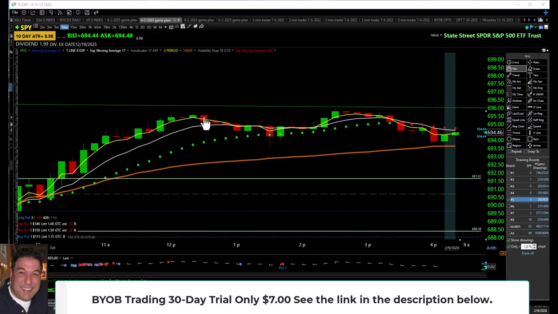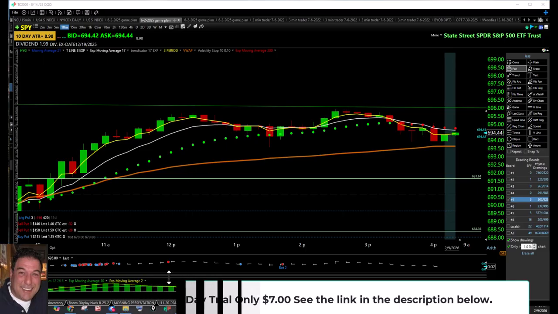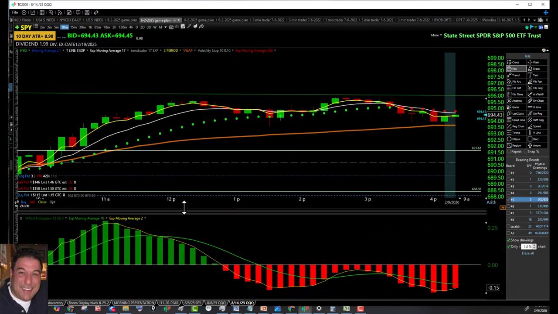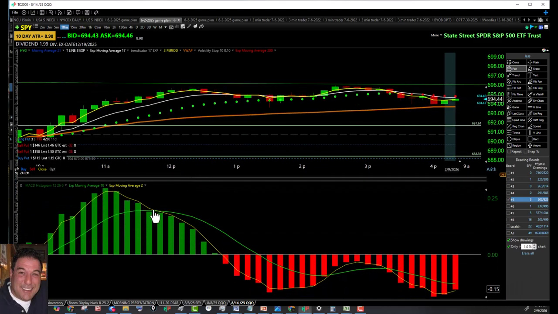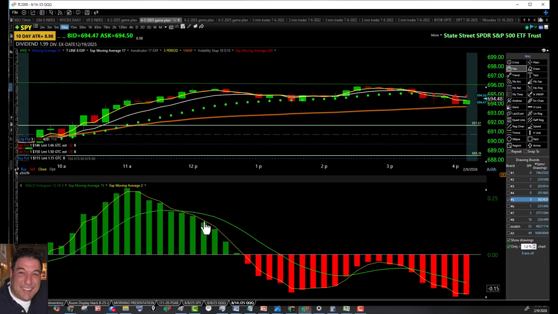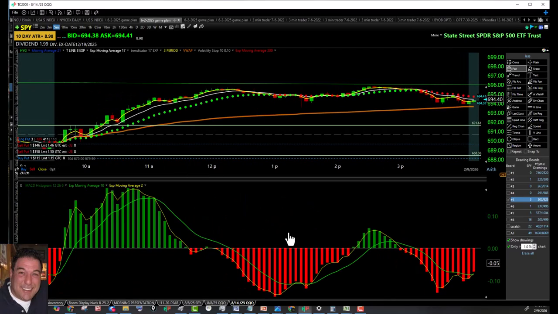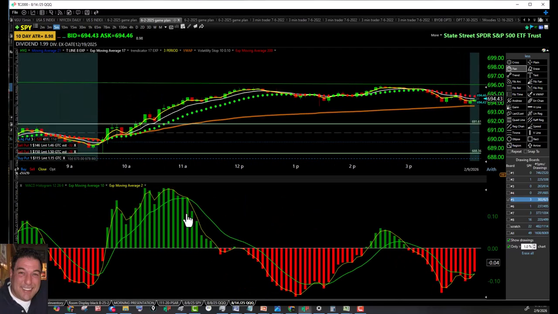See how the momentum stops right there, and you can look at the VZO. You can see the VZO. The momentum stops. It's no longer up over the green line. The momentum is stopping right there. See how it's curling back on the 10-minute chart. Go to the 5-minute chart. See how it curls back.